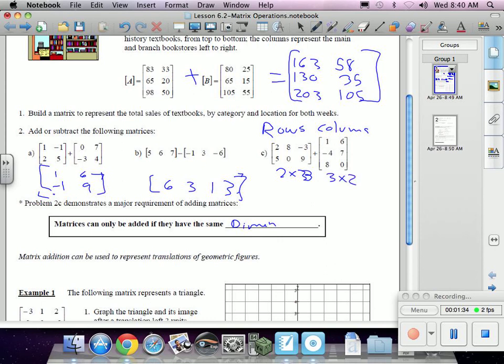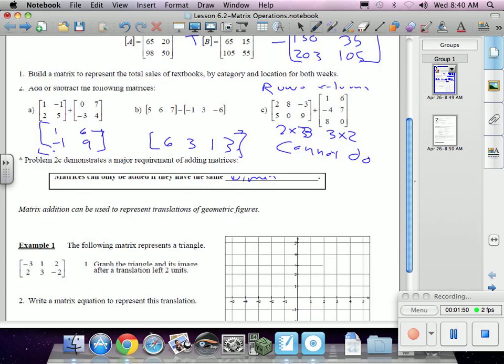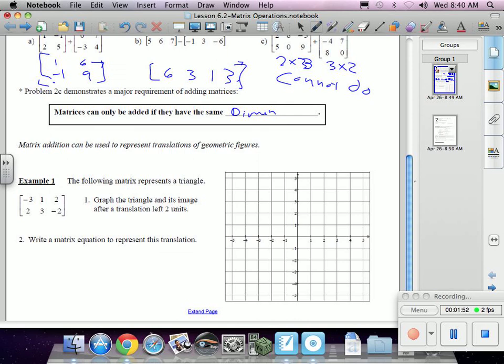Okay, so dimensions when you're talking about matrices and doing operations are really important. So we cannot do these. Cannot. There's no way to deal with that? Nope. They just don't match up, so you can't deal with it, right? Matrix addition can be used to represent translations of a geometric figure, right?